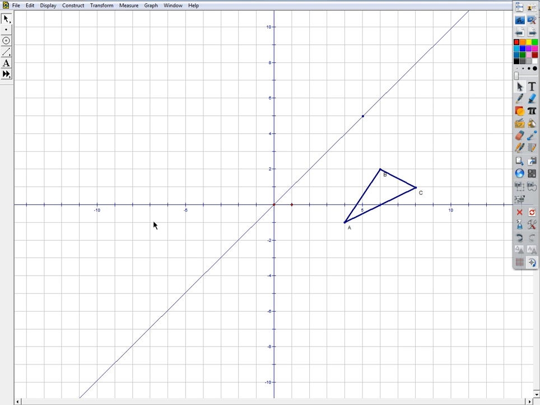Right. Got to have the center of the rotation. And what I'm going to choose for the center of the rotation here, we're just going to keep things kind of simple for now. I'm going to make it the origin.